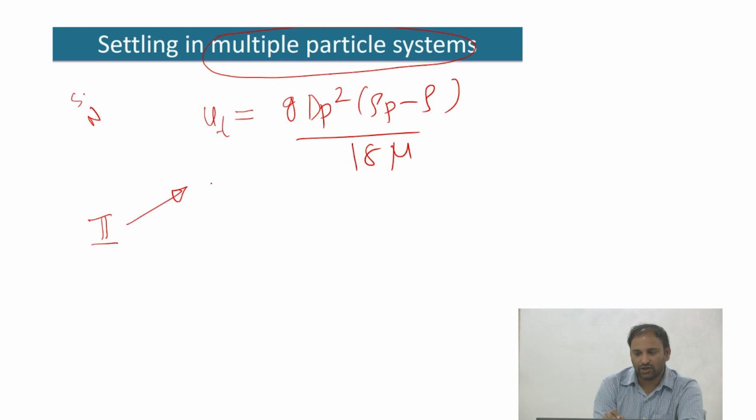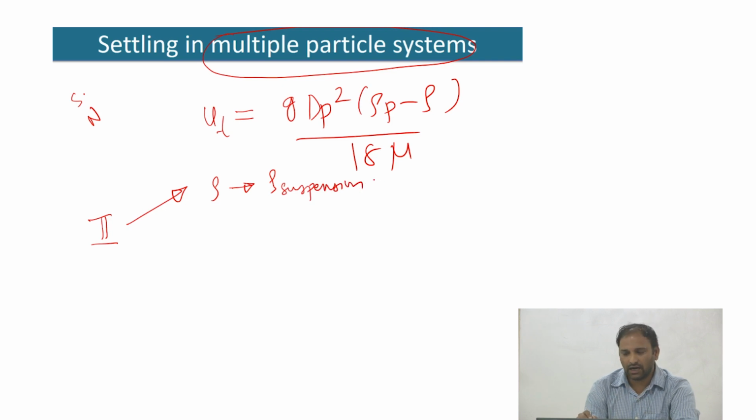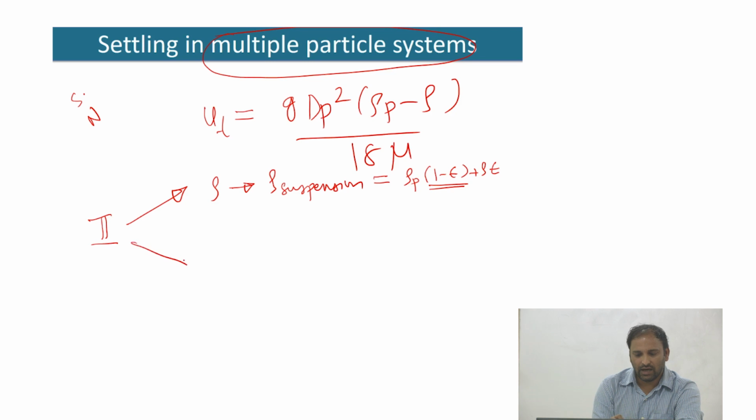Modification one is that your rho, which is the density of the fluid, you would now have to worry about replacing with the density of the suspension or the slurry, right? And we said that basically goes as rho of particle into 1 minus epsilon, where 1 minus epsilon gives you the fraction of the solid that you have in the system, plus rho of the fluid multiplied by epsilon, right? That's one modification. And the second modification is you should replace your mu with some sort of effective viscosity.